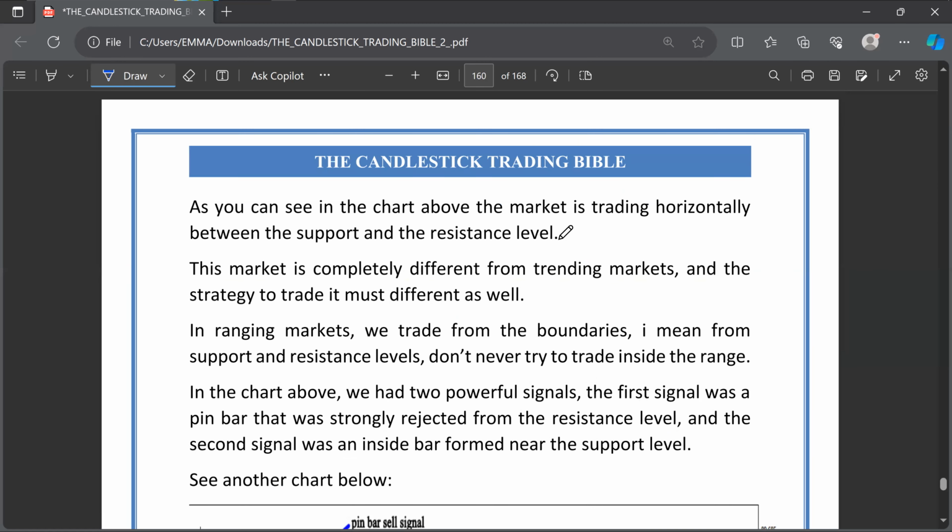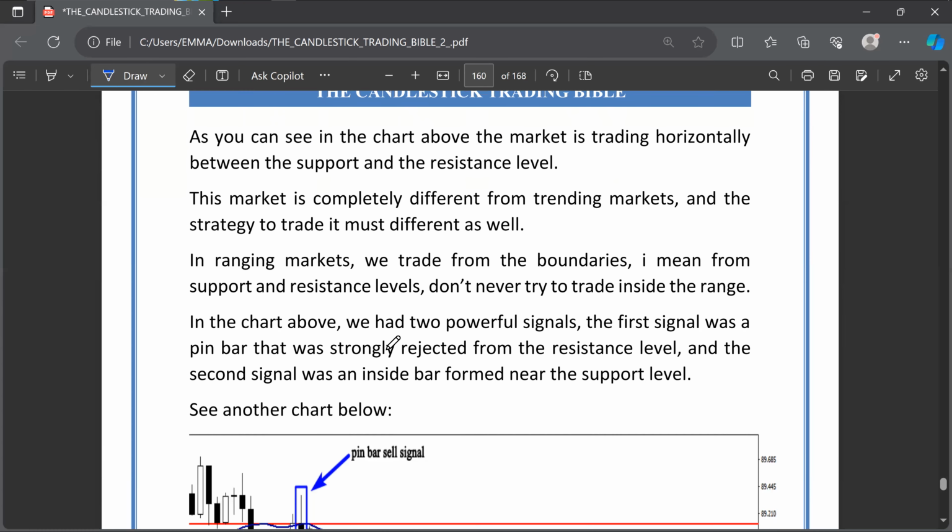We are just going to read. As you can see in the chart above, the market is trading horizontally between the support and the resistance level. This market is completely different from trending markets, and the strategy to trade it must be different as well, right? You can't use the same strategy we use in the trending line to trade this ranging market. Now, in ranging markets, we trade from the boundaries, I mean, from support and resistance levels.